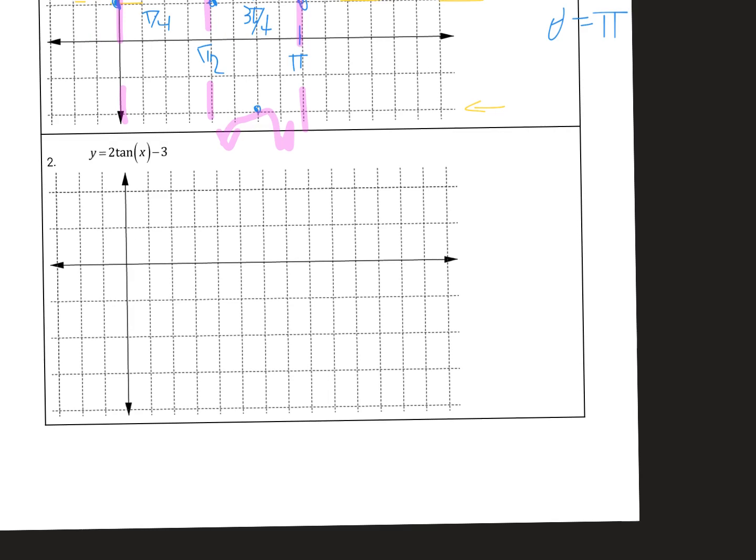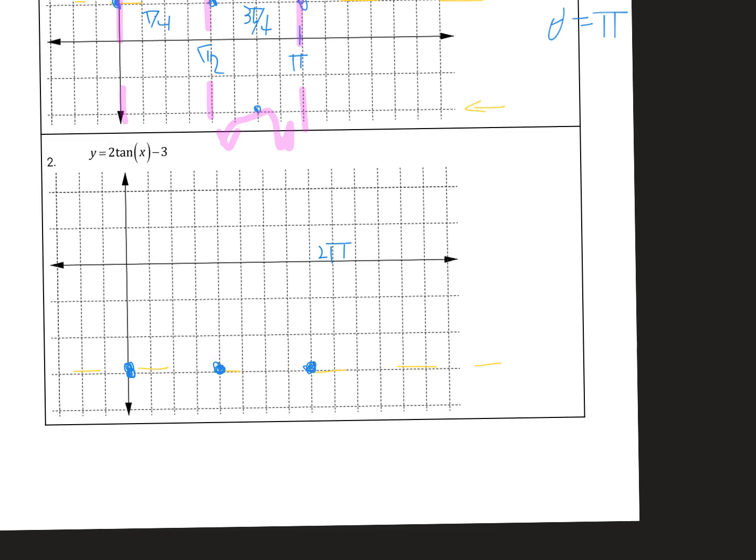Tangent. Tangent is sine over cosine, so I'm going to go through kind of the same idea. The -3 tells me to go down 3, which is around here, and the 2 is going to stretch it out a little bit. Let's think of the sine. So the sine, I'll do that in blue again. The sine would start here. I'm going to call this 2 pi. End here. Be here. So it's sine over cosine. So those are actually going to be on your tangent curve, because those are zeros.